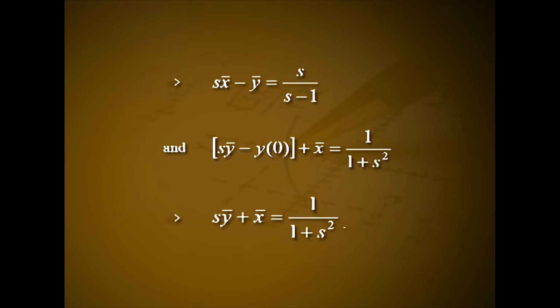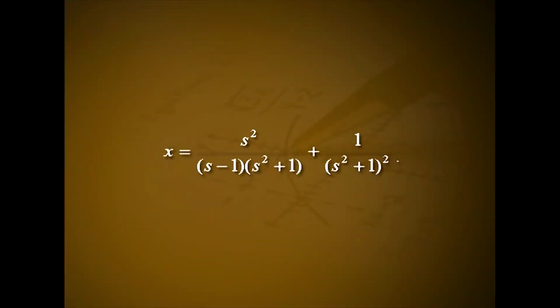which implies s into x bar minus y bar is equal to s divided by s minus 1, and s into y bar minus y of 0 plus x bar is equal to 1 by 1 plus s², which implies s into y bar plus x bar is equal to 1 by 1 plus s². Solving for x bar, we get x bar is equal to s² divided by (s minus 1)(s² plus 1) plus 1 divided by (s² plus 1) the whole square.